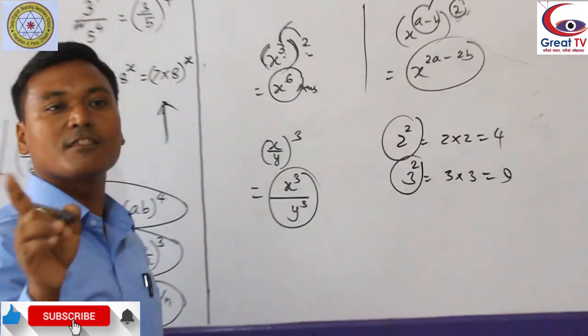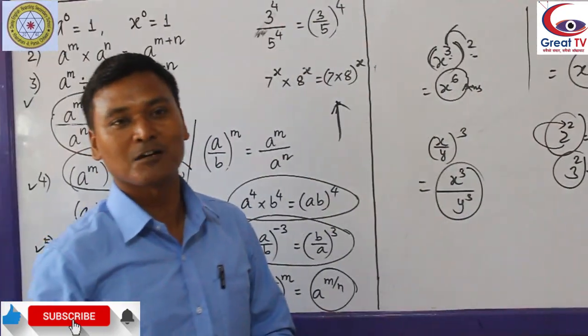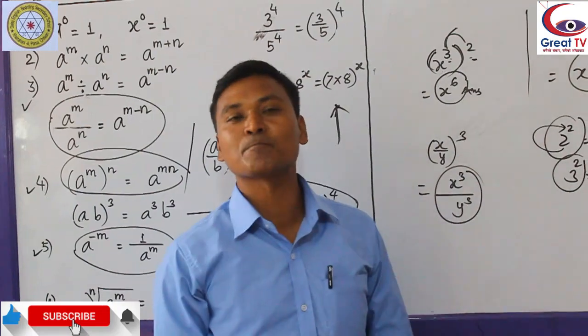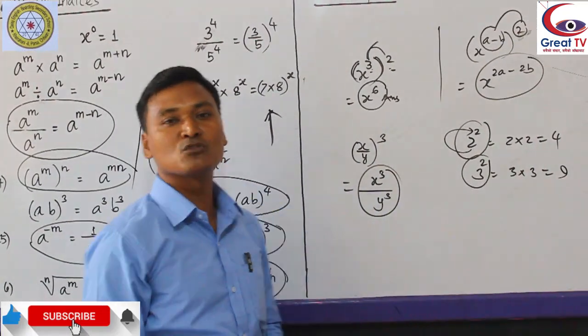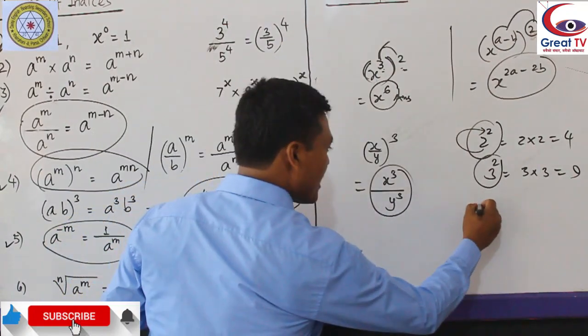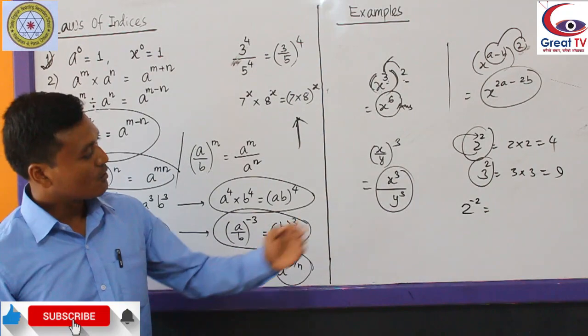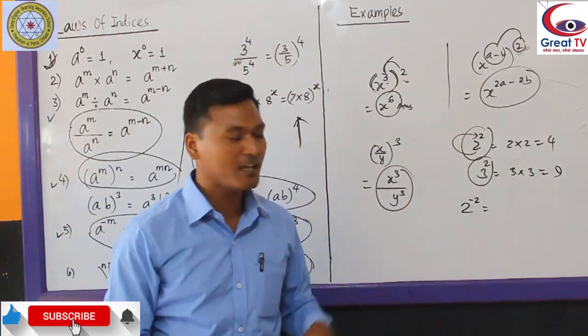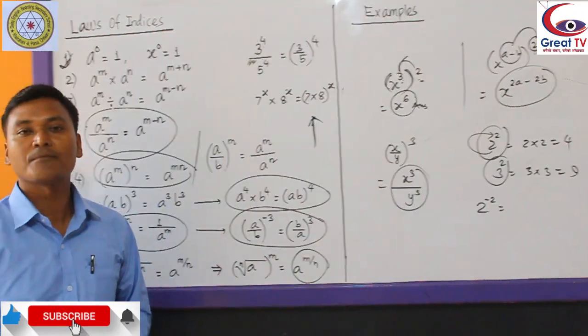And I want to tell you one thing. If we have a positive power, it's very simple to calculate the value. If we have 2 to the power minus 2, it's a little difficult. So while solving this type of problem, we use the law of negative index.